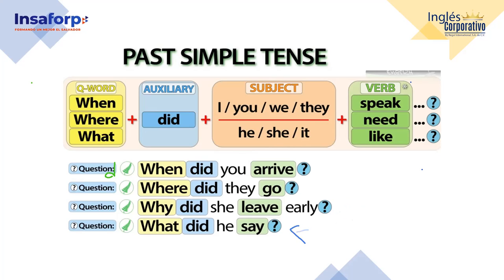Now let us create the context for the last one. What did he say? When you know that information in a specific meeting, for example, when your boss gives instructions for the team, and you cannot attend this meeting. You didn't attend the meeting, right? And then you ask someone, hey, what did he say? Good context.